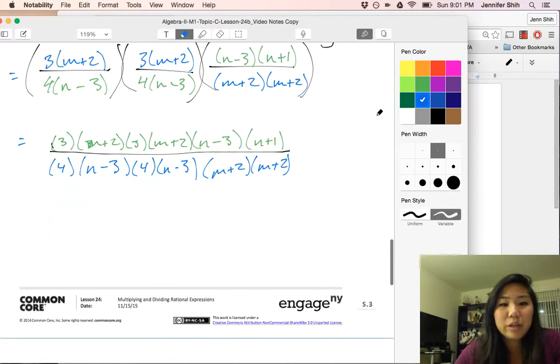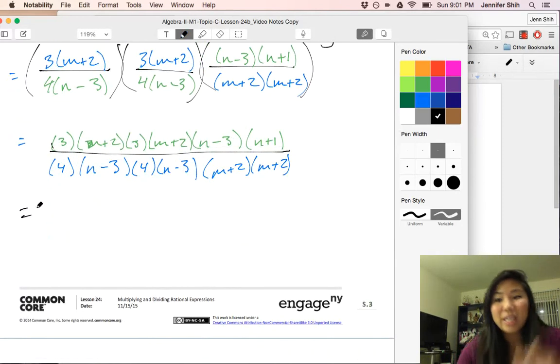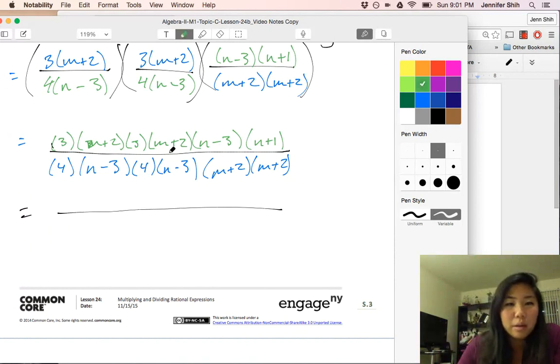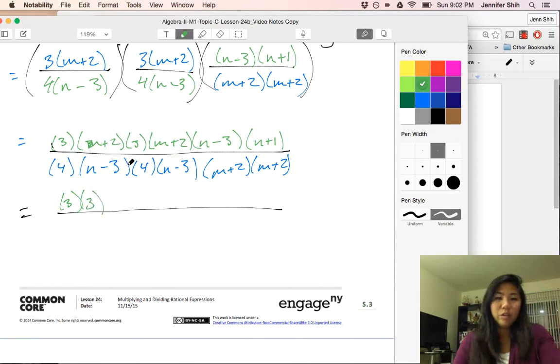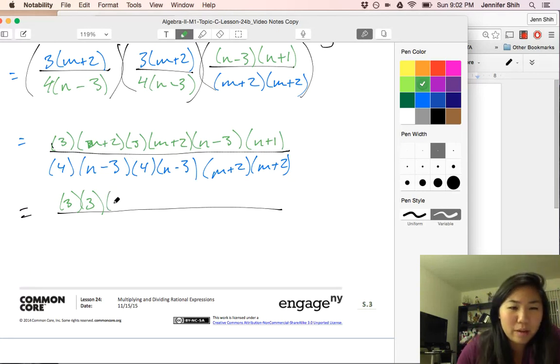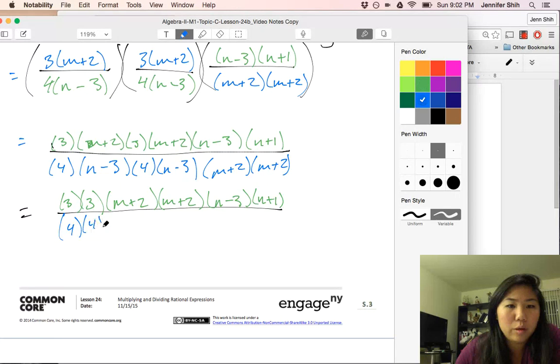Okay, let's rewrite all of these factors so that we can cancel out a ones. So I'm going to draw a big fraction bar again, and I'm going to move all of my numbers to the front or to the left, because I want to see what I can cancel out from there. Otherwise, I have an n plus 2, another n plus 2, an n minus 3, and an n plus 1. Let's see, 4, and then another 4.